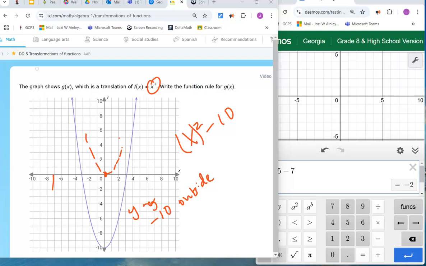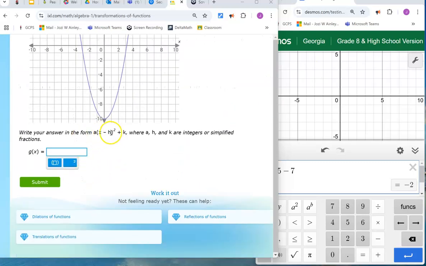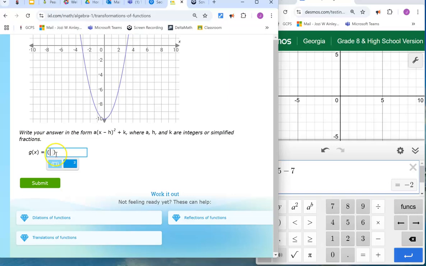All right, so now I'm going to write the answer. It tells me to write it in this form, so I'm going to do it this way. So there's x right there. That's my parent one, and then on the outside, I should have -10.